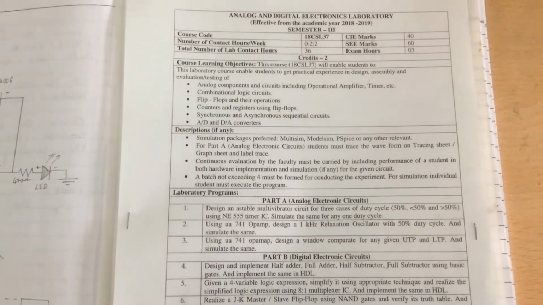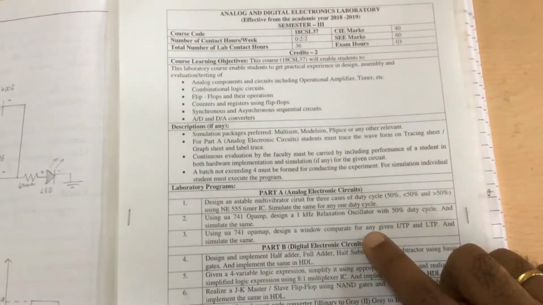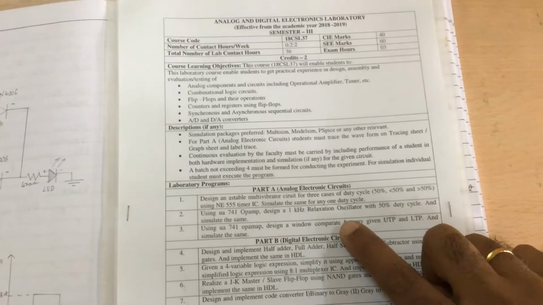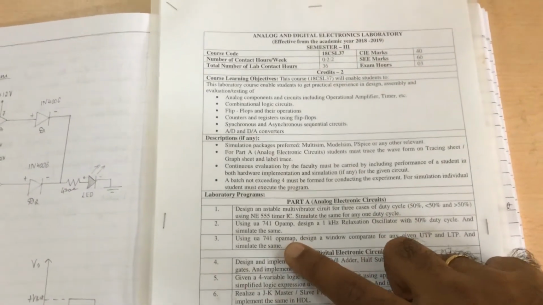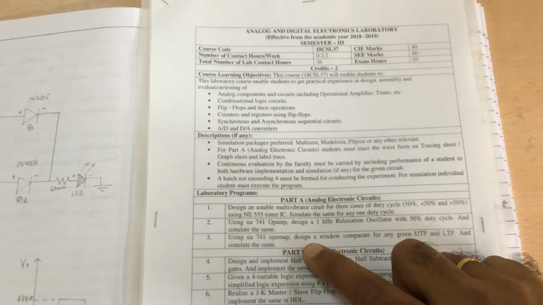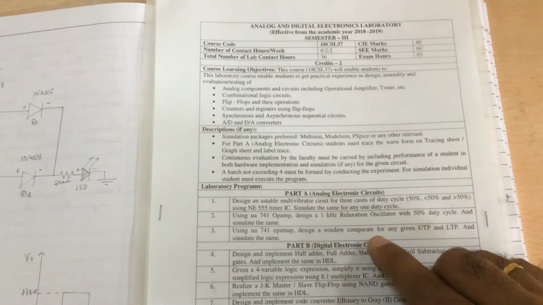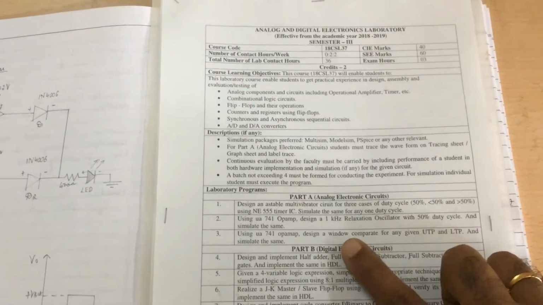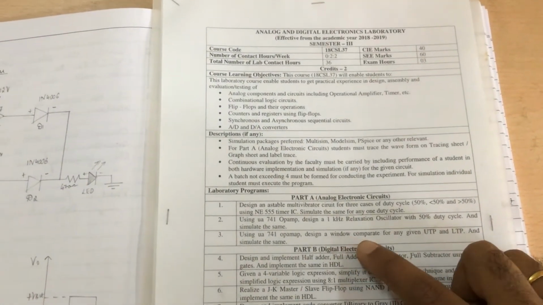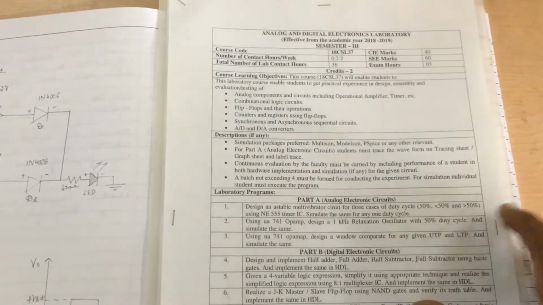Hello students. Now we are going to learn how to conduct experiment 3 in your syllabus. The experiment 3 problem statement is, here we have to use a 741 operational amplifier and design a window comparator for any given UTP and LTP, and also simulate it using ORCAD PSpice. First, let us see how to do the hardware experiment.